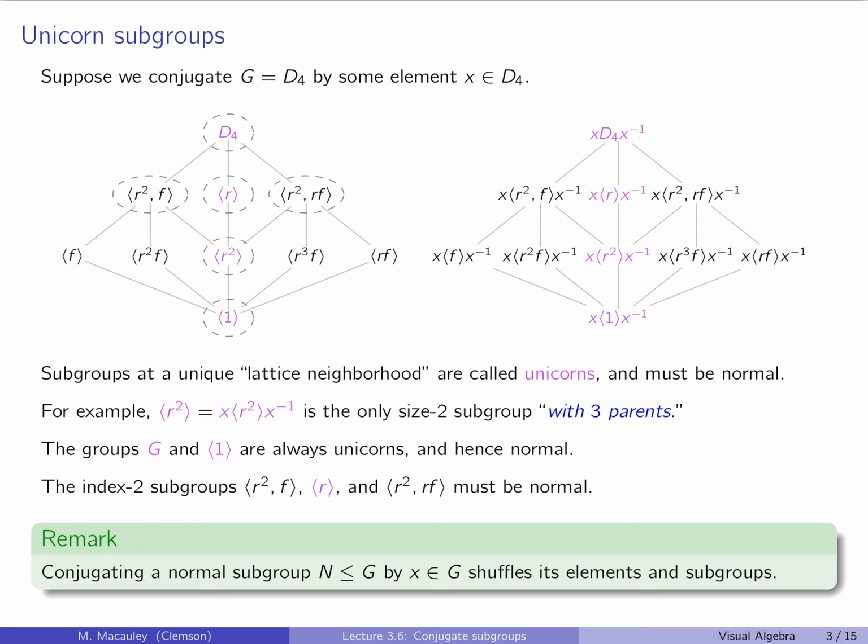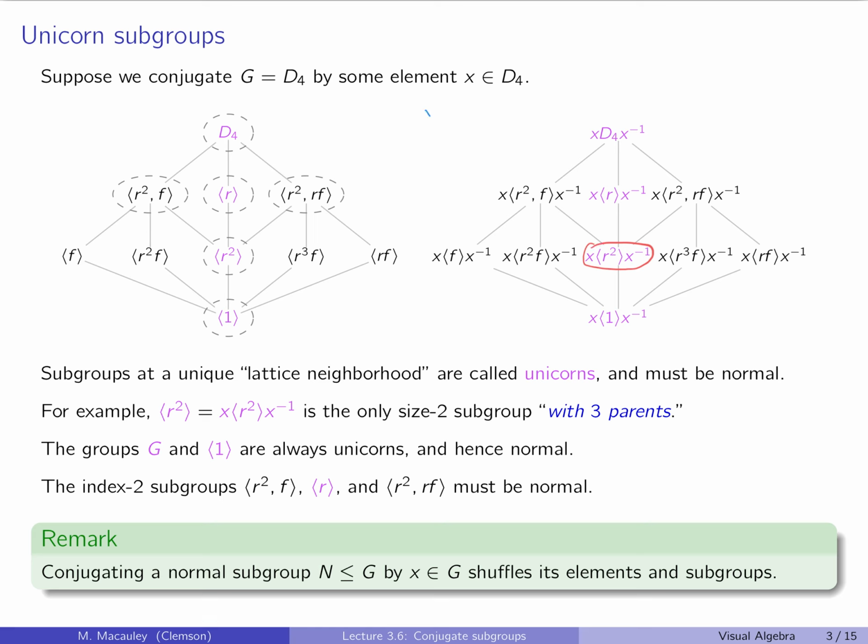Here's one thing I want you to notice. There are 5 subgroups of order 2, and one of them just looks differently than the rest. This one here, it's got 3 parents. It has order 2, order 4 subgroups that contain it, and the others don't. So when we conjugate these subgroups, look over here, you can see right away which subgroup has to be that one. It's the one with 3 parents.